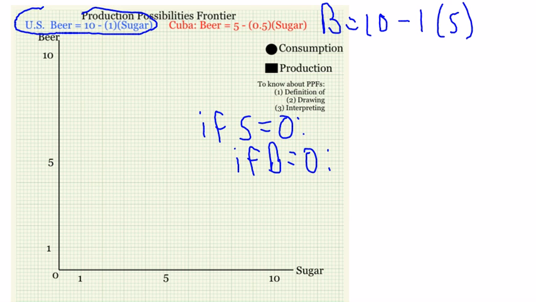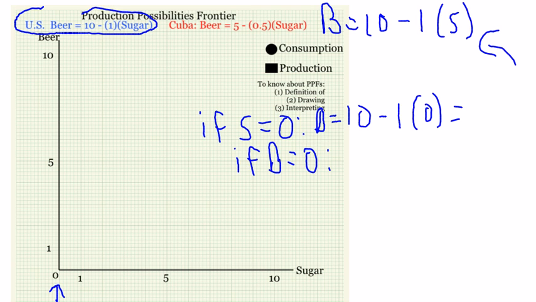So what I first do is I say, okay, suppose that sugar is equal to 0, then what is beer? Well, then it's pretty straightforward. We know that beer is going to, and notice I made the equation a little shorter by using B for beer and S for sugar, beer is going to equal 10 minus 1 times S, but S here is 0, and so it equals 10. That gives us our y-intercept of 10.